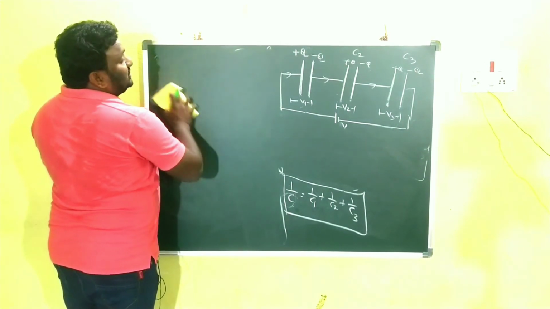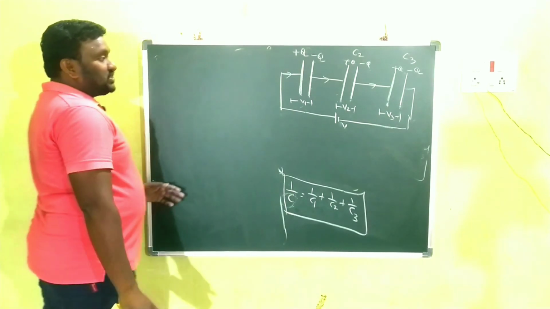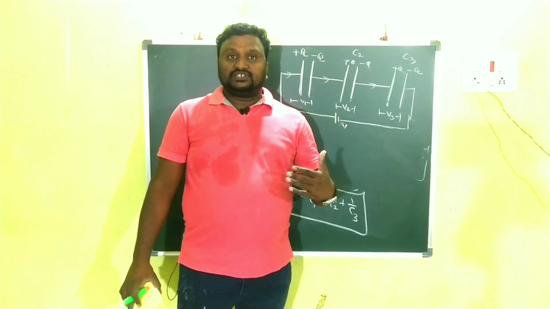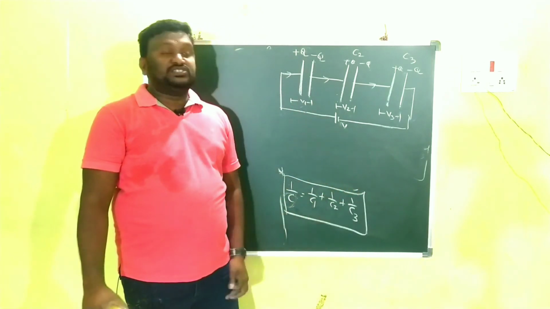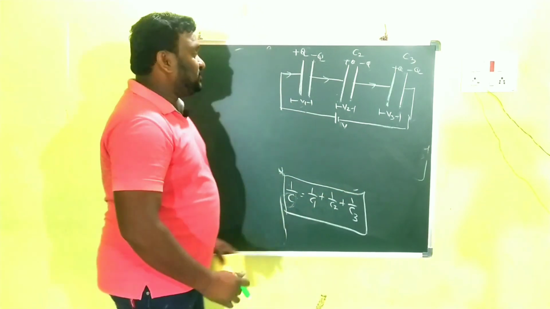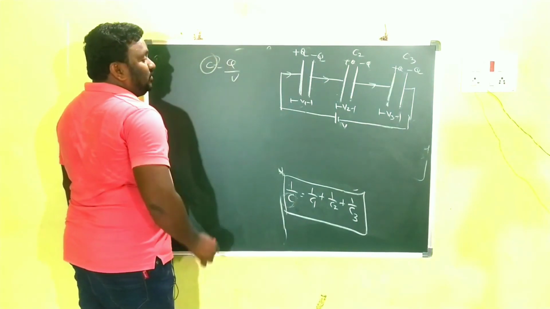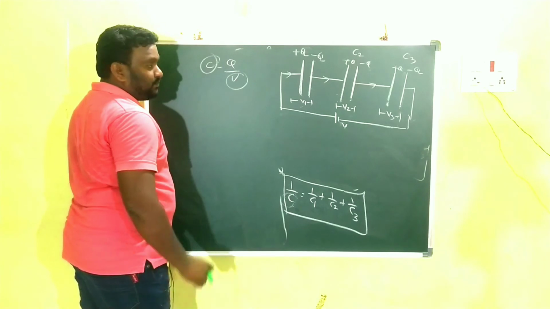That is the series combination. In this series combination, to maintain it, we have to supply more potential. Because C is equal to Q by V. We are adding the lesser C value, which means the V value is more.